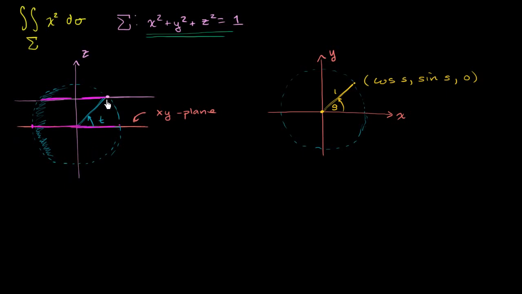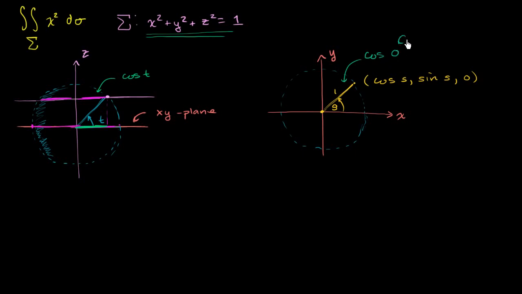Well, a little bit of trigonometry. It's the same as this length right over here, which is going to be cosine of t. So the radius is going to be cosine of t. And it still works over here because if t goes all the way to 0, cosine of 0 is 1, and that works right over there when we're in the xy plane.